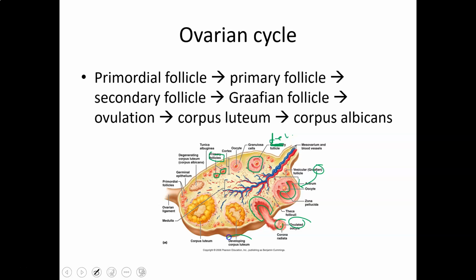Those are going to end up developing into a structure called the corpus luteum, which is a glandular structure. It's an endocrine gland. That gland is going to produce progesterone in the hopes that sperm find that egg, fertilize that egg, and the woman gets pregnant. If she does get pregnant, the corpus luteum sticks around for about 3 months. If she doesn't get pregnant, it starts to degenerate after a couple of weeks, and then it goes away because she didn't need it because she didn't get pregnant.